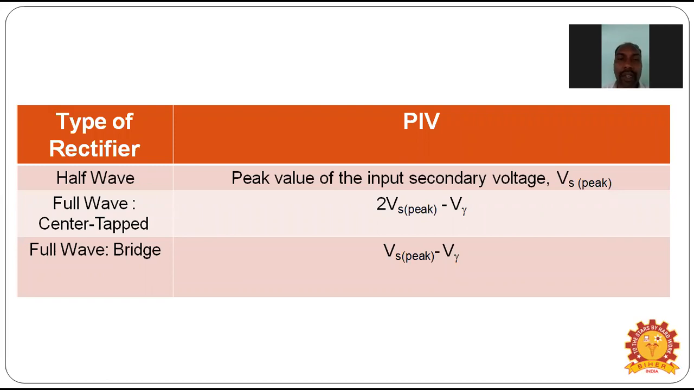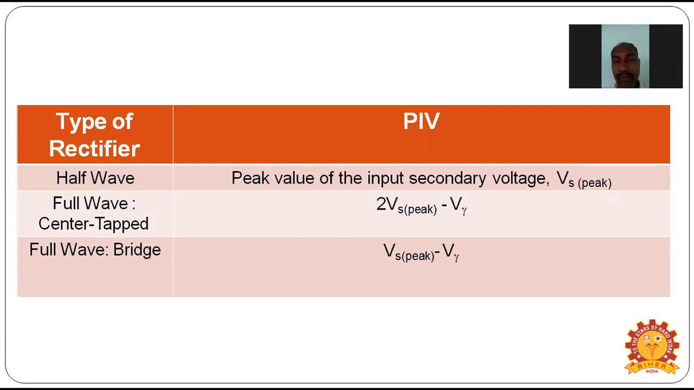So the types of rectifier are the half wave rectifier, full wave center tapped rectifier and full wave bridge rectifier. The PIV is the peak value of the input secondary voltage, that we say as Vs peak. So for the half wave rectifier it is Vs peak, and for the full wave rectifier it is 2 Vs peak.